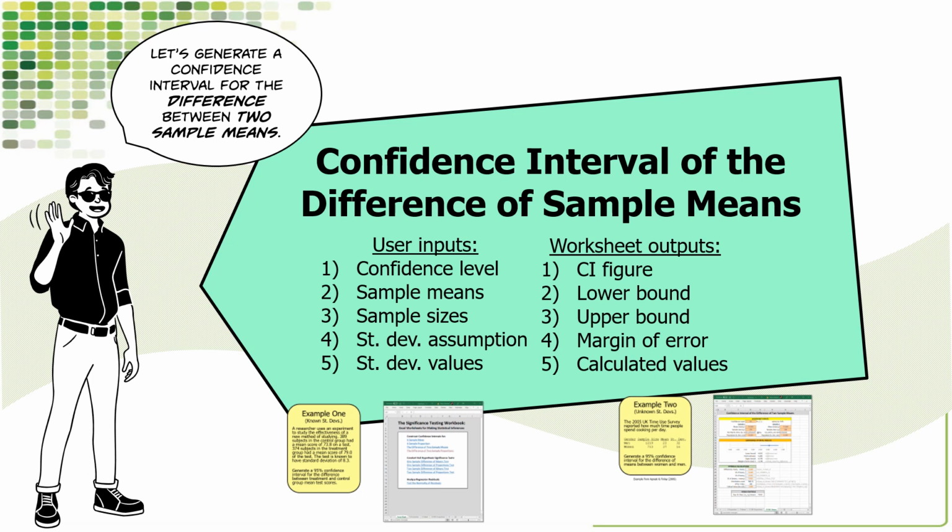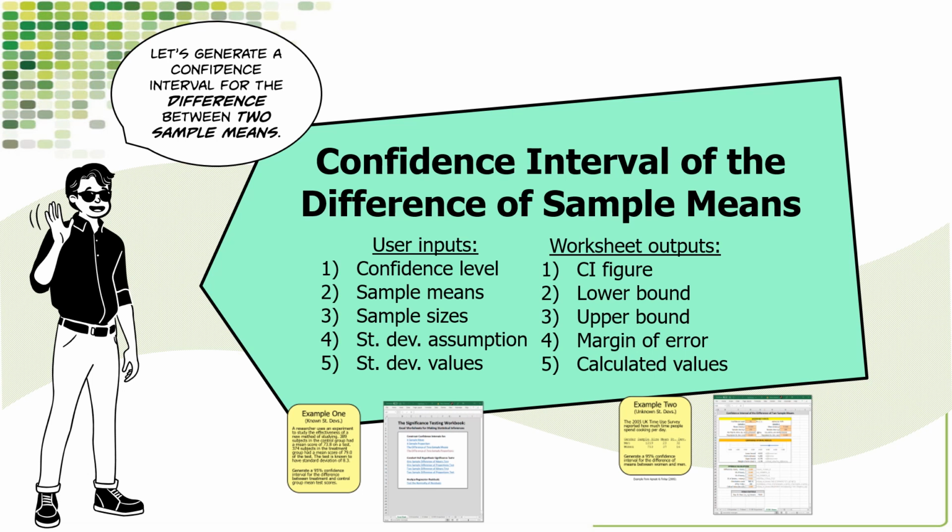It's easy to generate confidence intervals for the difference between two sample means with the Excel Companion Significance Testing Workbook. You can download this workbook from the Excel Companion's website. You just input a few values specific to the problem you're trying to solve. The worksheet does the calculations and shows you the results.